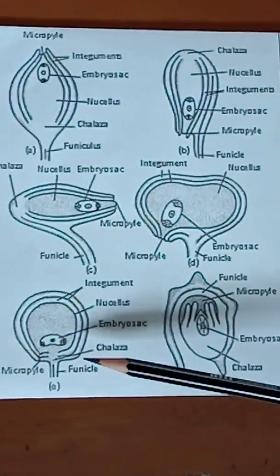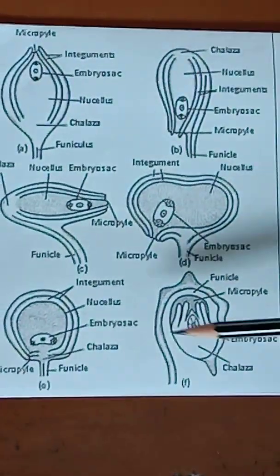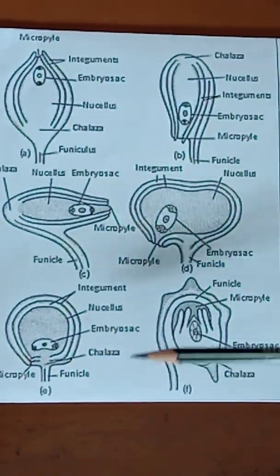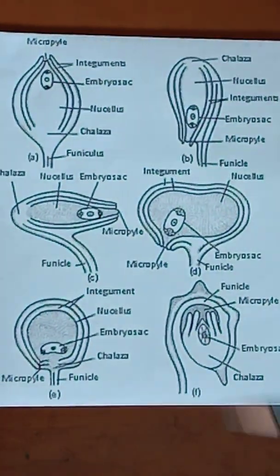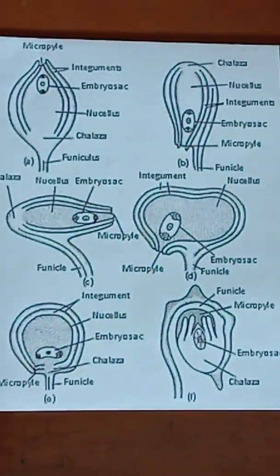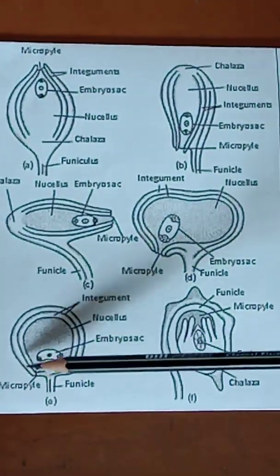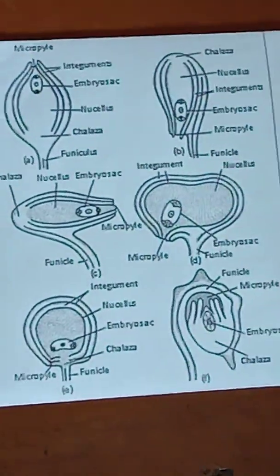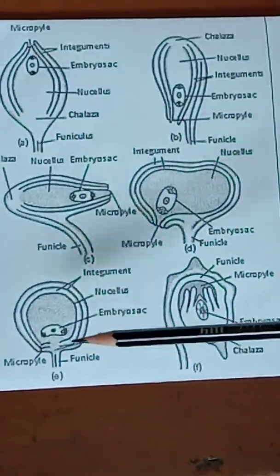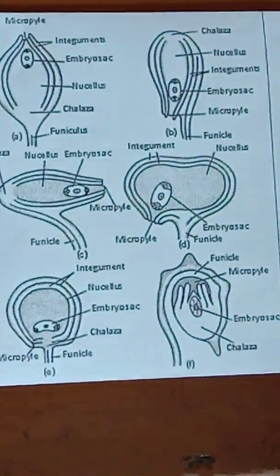Then coming to Amphitropous ovule. The curvature of the ovule here is so much pronounced that the embryo sac also becomes curved. So the ovule is curved like a horseshoe shape, and also the embryo sac inside is curved like a horseshoe shape. Bent embryo sac. So this is seen in Butomaceae, Alismaceae, etc.